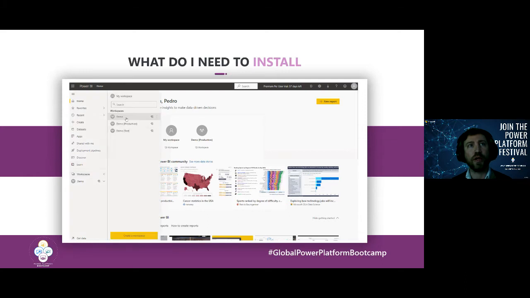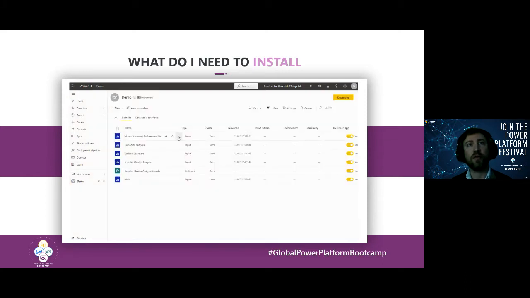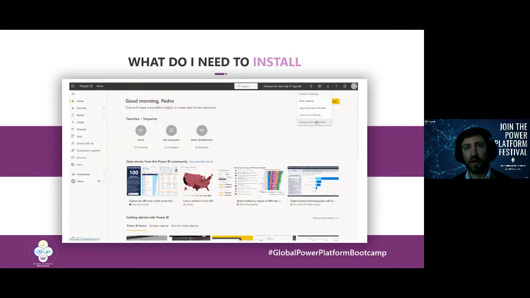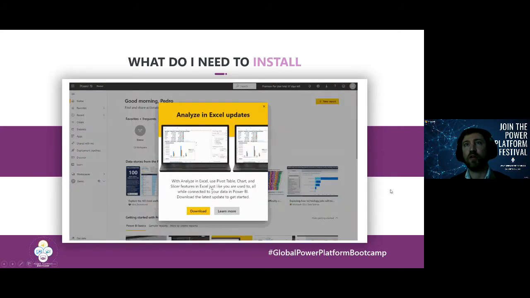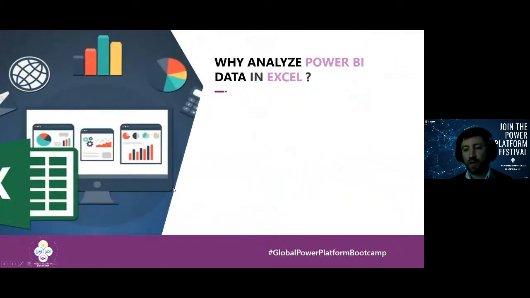When you go to a workspace and you select any of your reports or directly the dataset, in the three ellipses, you have the option to analyze in Excel, and it downloads a file, an XLS file. Before it was an ODC file. Now it's an XLS file, and you are ready to go. So when you open, you will see in a minute what happens.